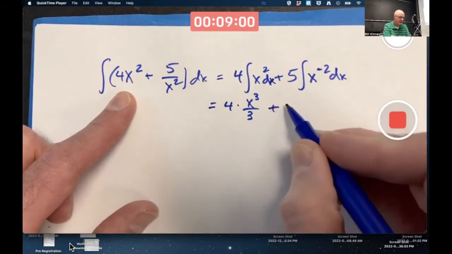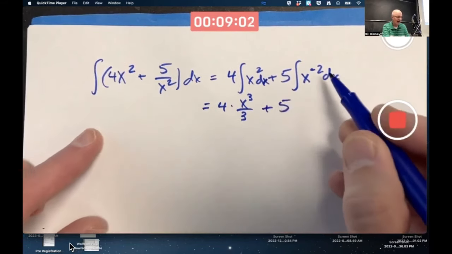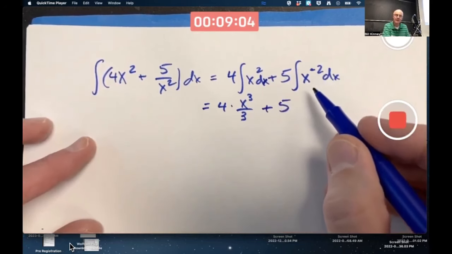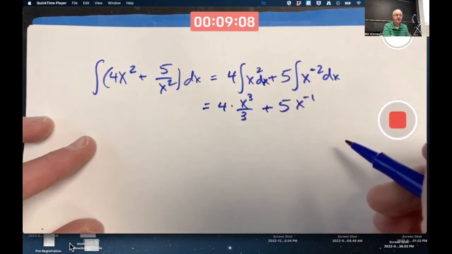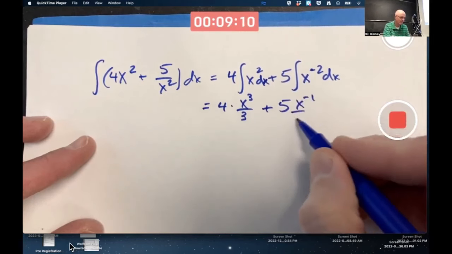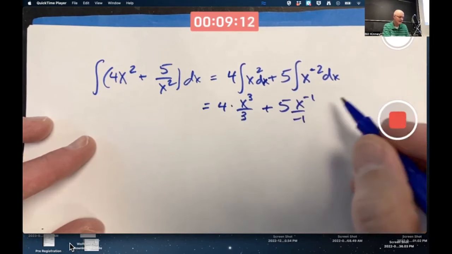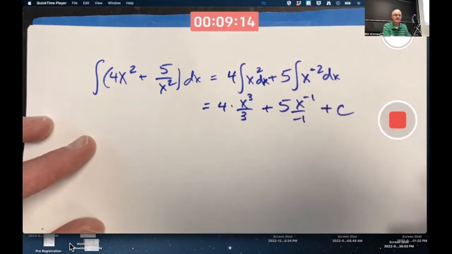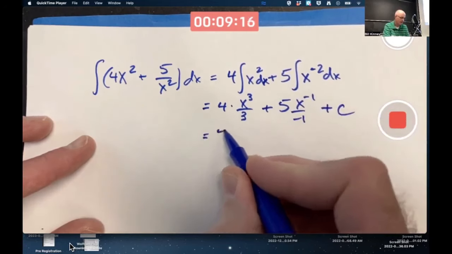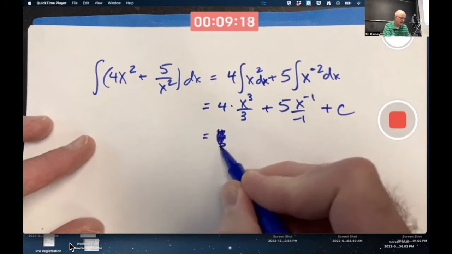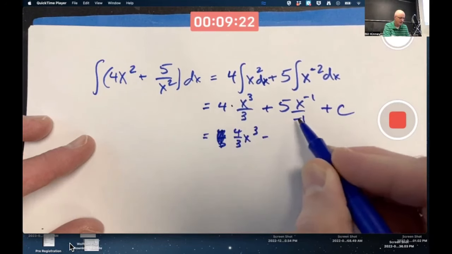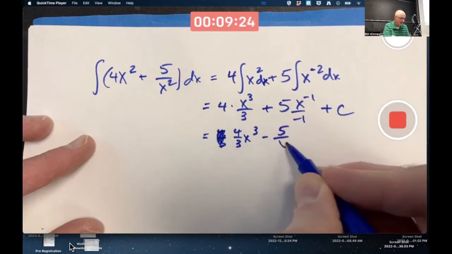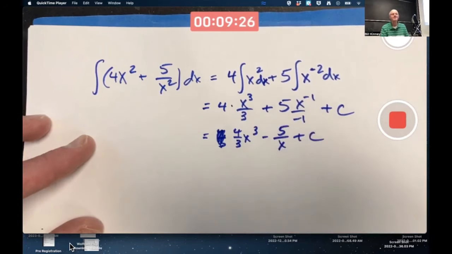It's a little trickier with negative exponents. When you add 1 to negative 2, you don't get negative 3. You get negative 1. Negative 2 plus 1 is negative 1. Then don't forget you add your c. So in perhaps the most simple form, the final answer is 4/3 x cubed minus, well, I can write this as a fraction, 5 over x plus c.